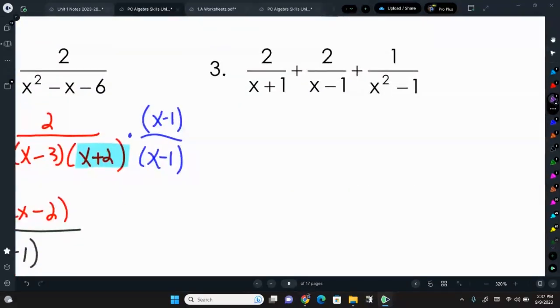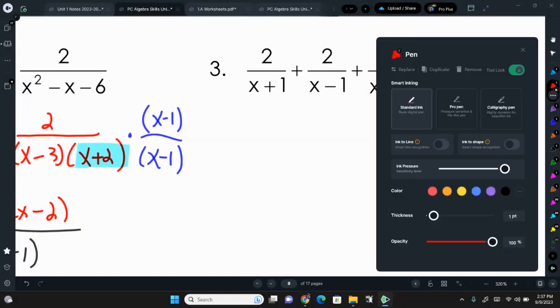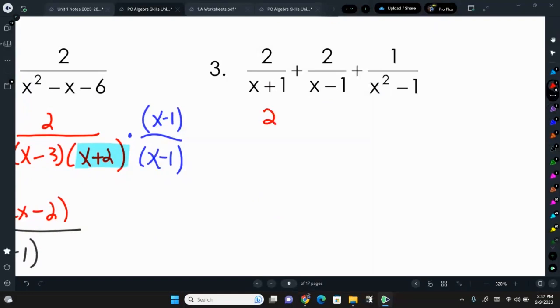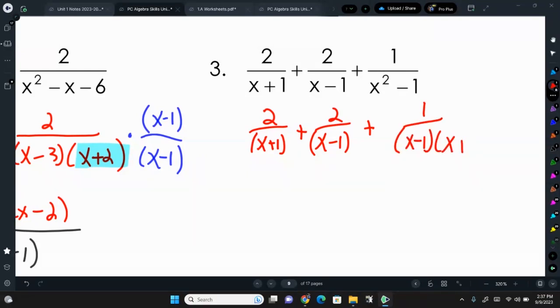Here, we have 2 over x plus 1 plus 2 over x minus 1 plus 1 over x minus 1 times x plus 1, because we factored that. So if we look at the denominators, the first one has an x plus 1, the second fraction has an x minus 1, and the last fraction has them both. So we don't need to do anything with that fraction.